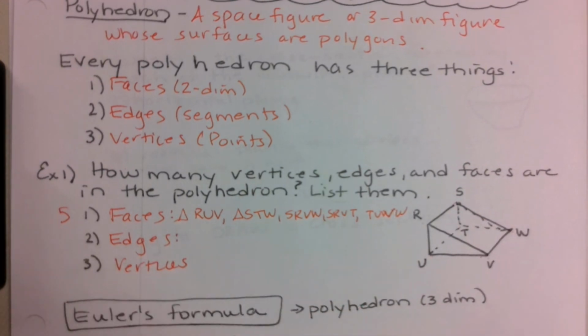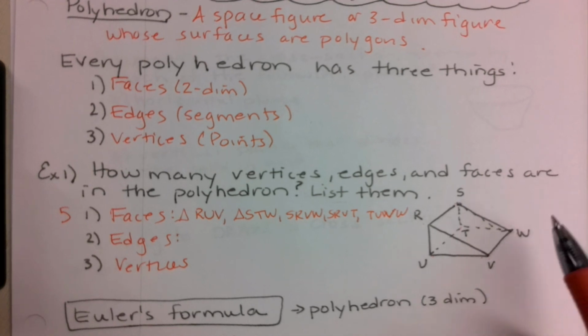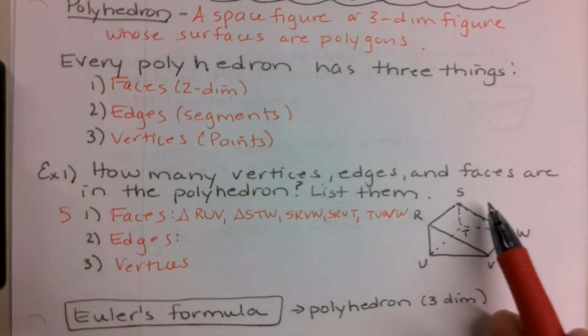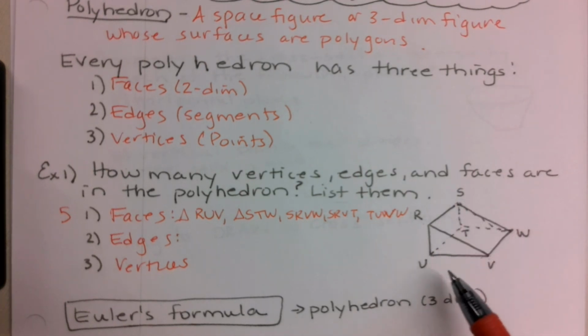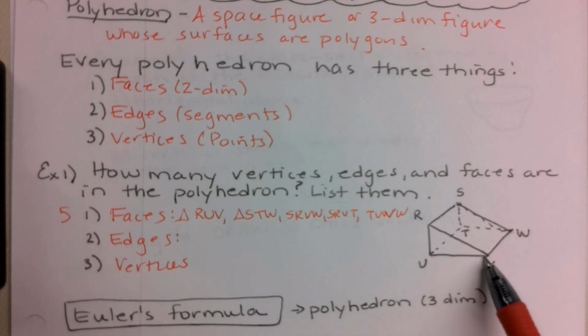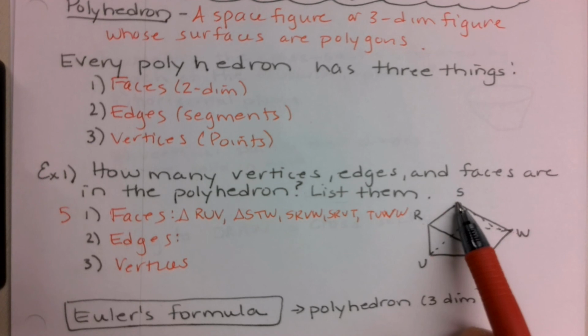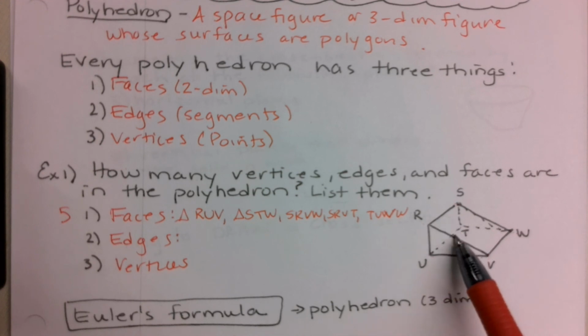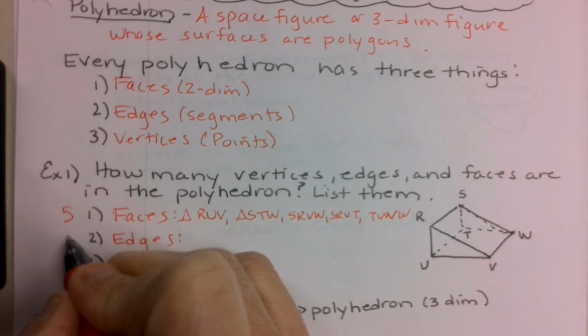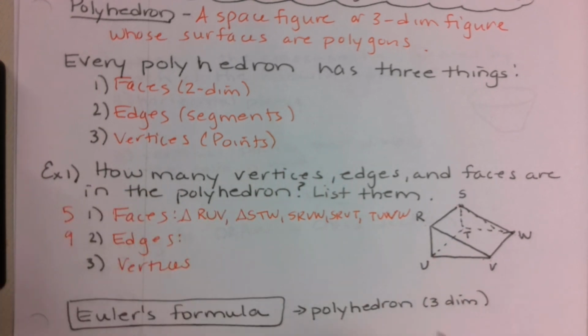Edges. Those are all the segments. So when you look, I kind of start with the bases, which are these two triangles. And there's 1, 2, and 3 edges there. Go to the back one, 4, 5, and 6. And then we just have around it 7, 8, and 9. So we have a total of 9 edges. Now we've got to label them.